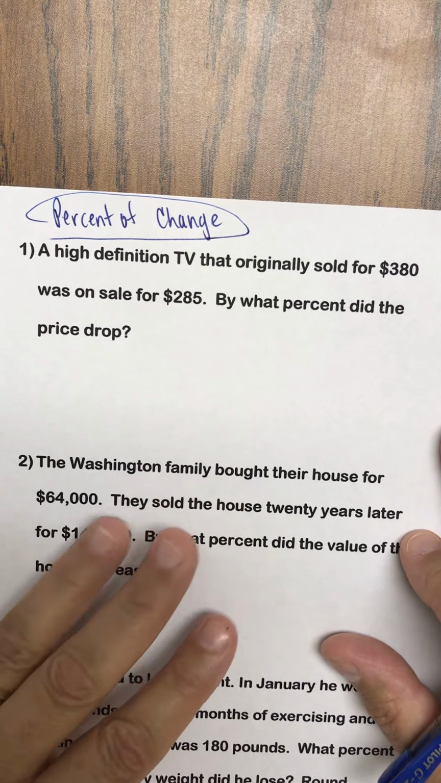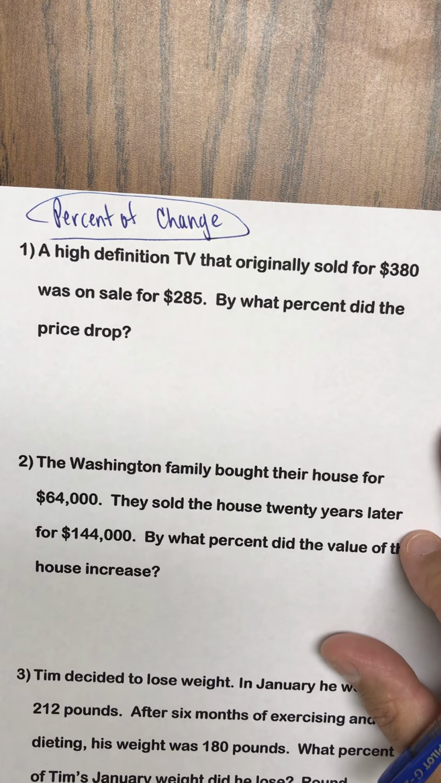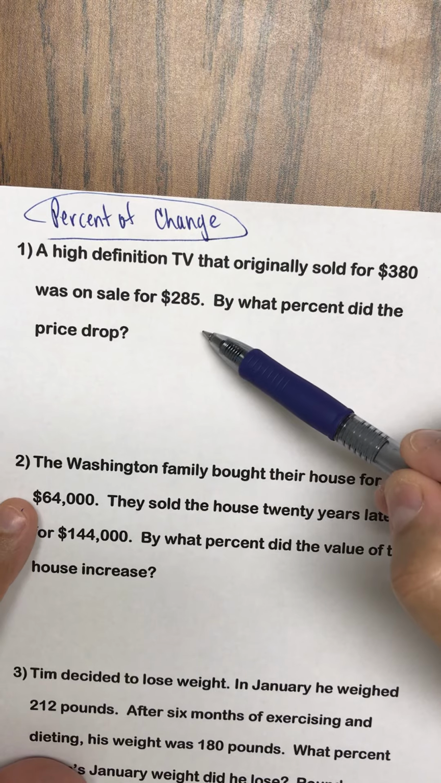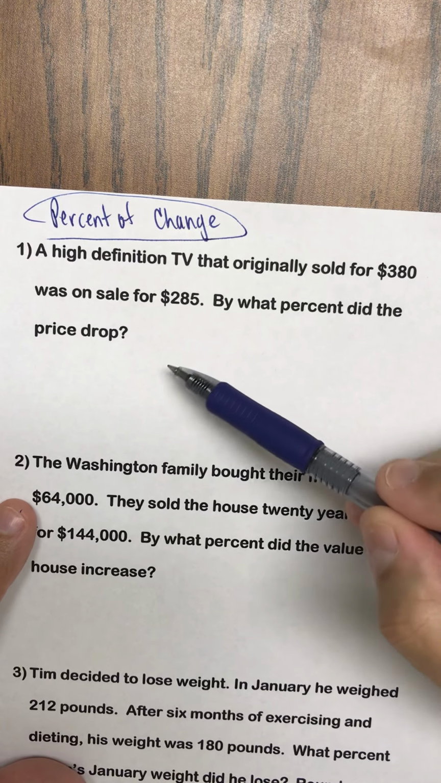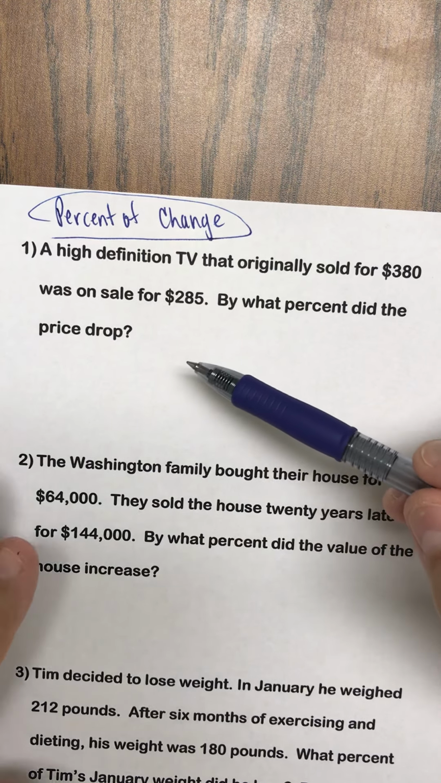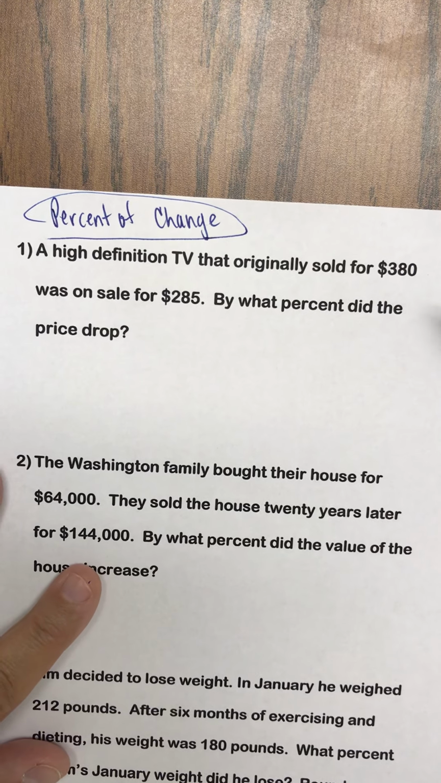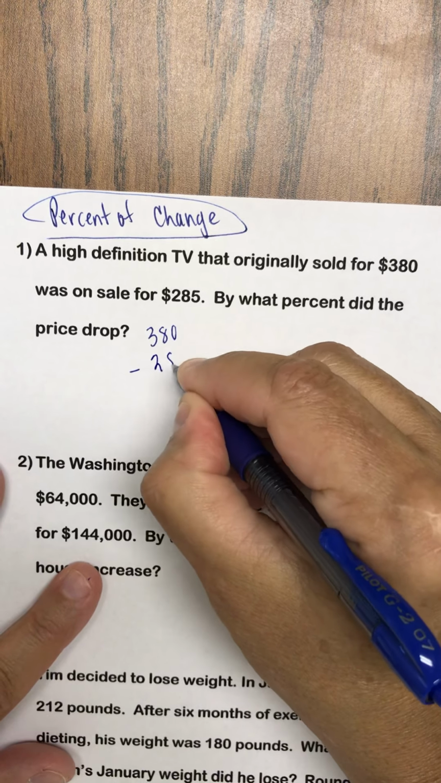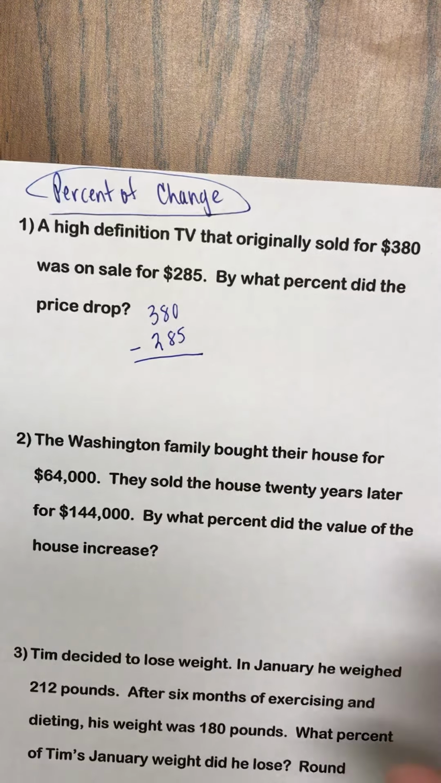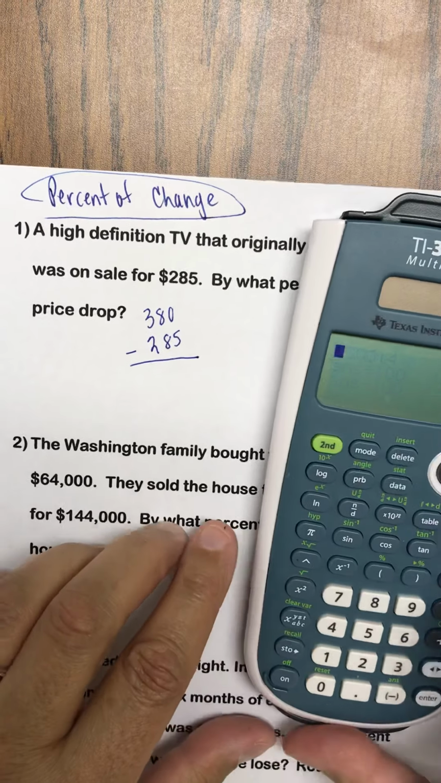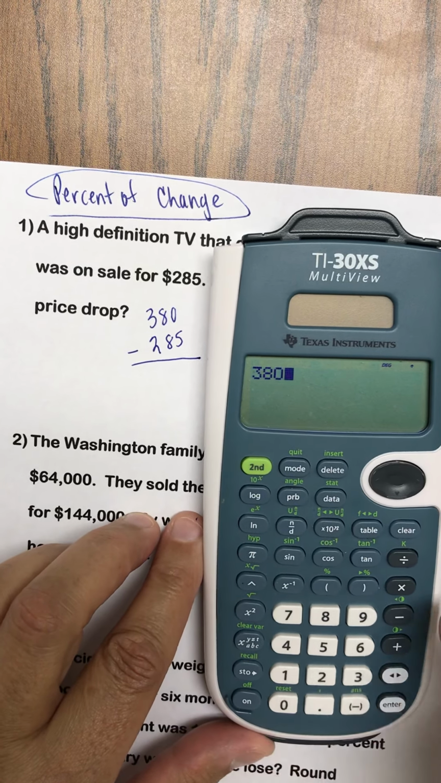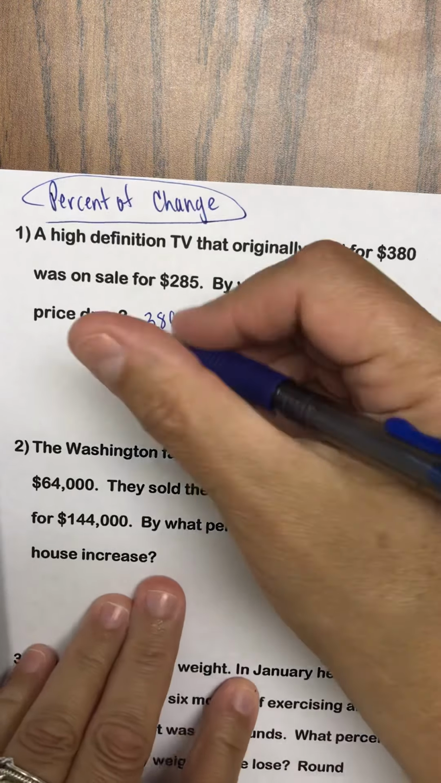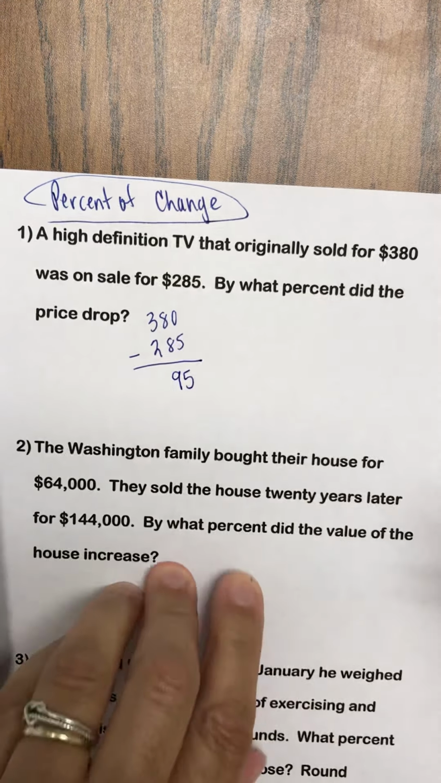So for number 1, a high definition TV or an HD TV that originally sold for $380 was on sale for $285. By what percent did the price drop? Okay, so first we have to figure the change. So I'm going to take 380 minus 285. And you're welcome to do it on paper, pencil, or use your calculator. So 380 minus 285 equals 95. The price dropped by $95.